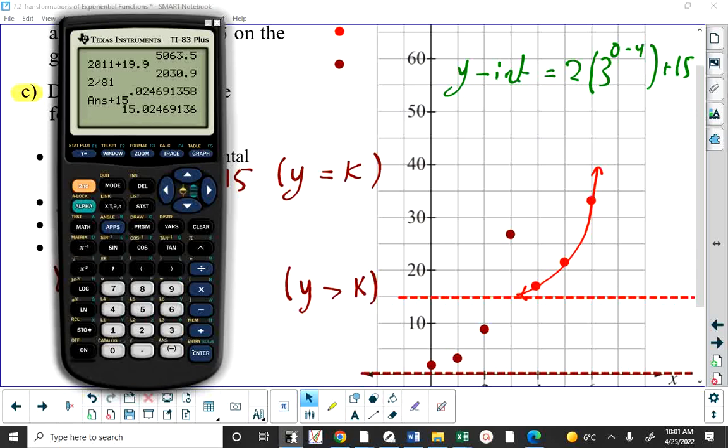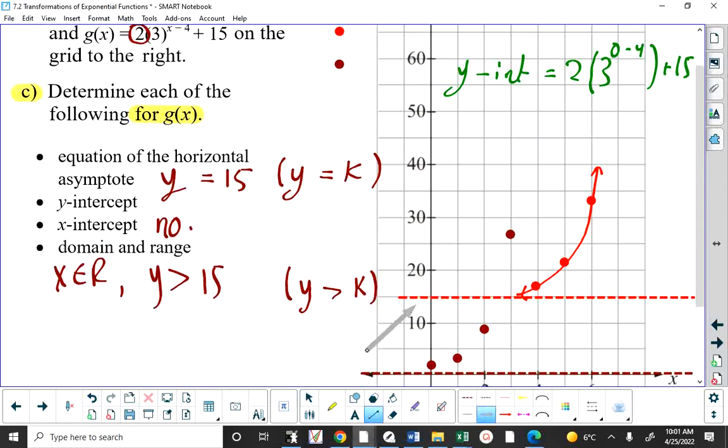I can't even begin to imagine how I would plot that point on my graph. It's going to be over here someplace. The y-intercept is going to be someplace over here, very, very close to that 15 for the horizontal asymptote.